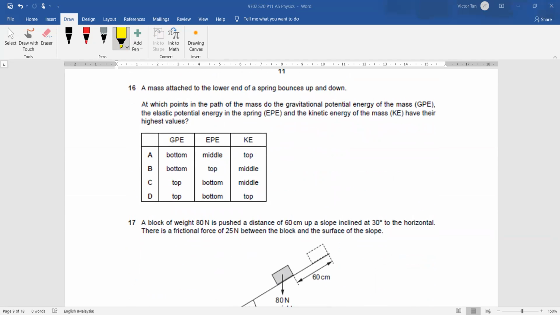Question 16. A mass attached to the lower end of a spring bounces up and down. At which point does the gravitational potential energy of the mass, the elastic potential energy in the spring, and the kinetic energy of the mass have their highest values? GPE will be at the top, so it's either this or this. Kinetic energy highest will be at the center. So C is the answer.